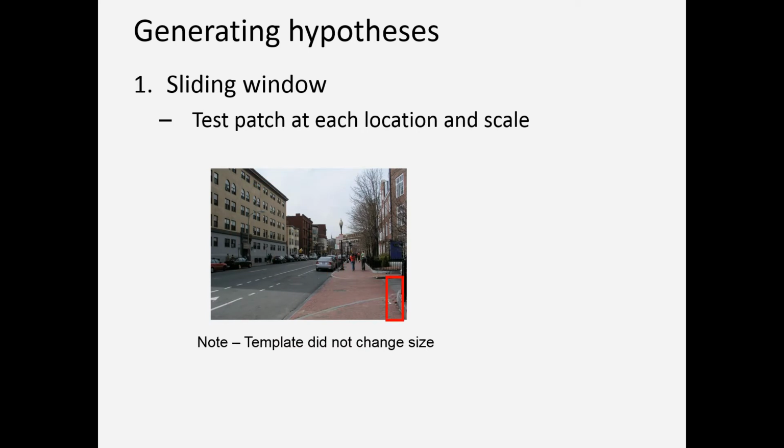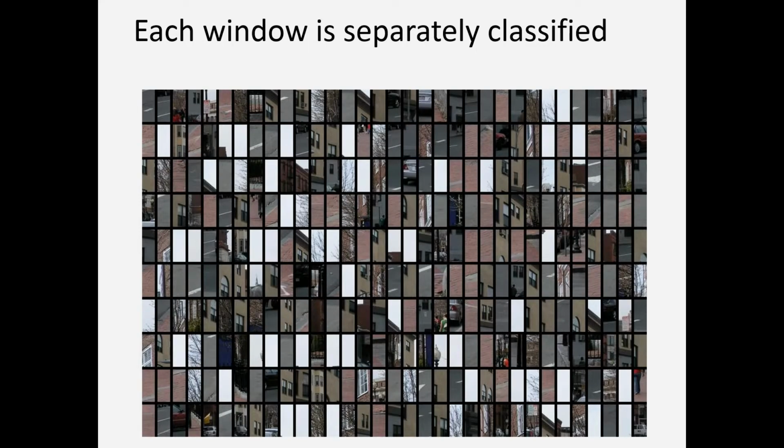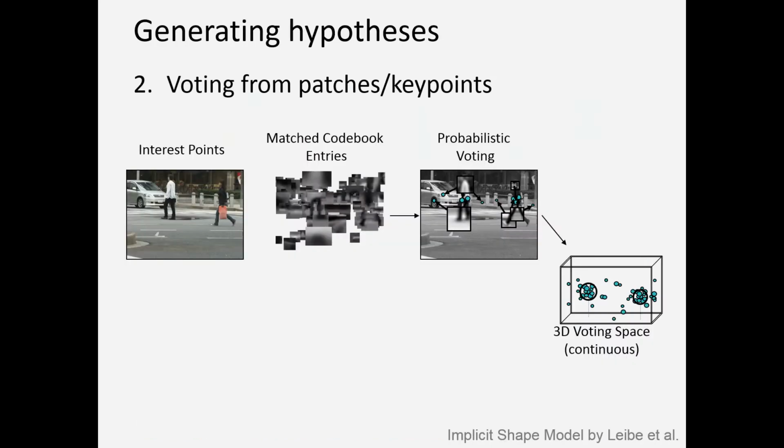Of course, if you do sliding windows, you also need to slide across different scales of the image. You need to create a pyramid of the image, and then scan it for each of these levels, the different scaling levels of the image, and then each window we can separately classify. It is more or less what we did in Viola-Jones, right?